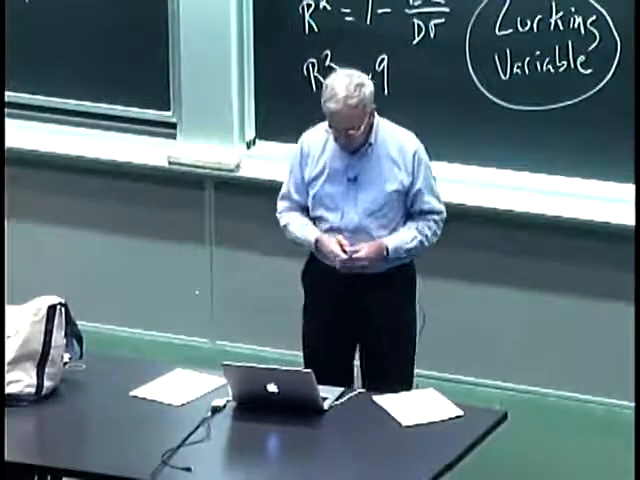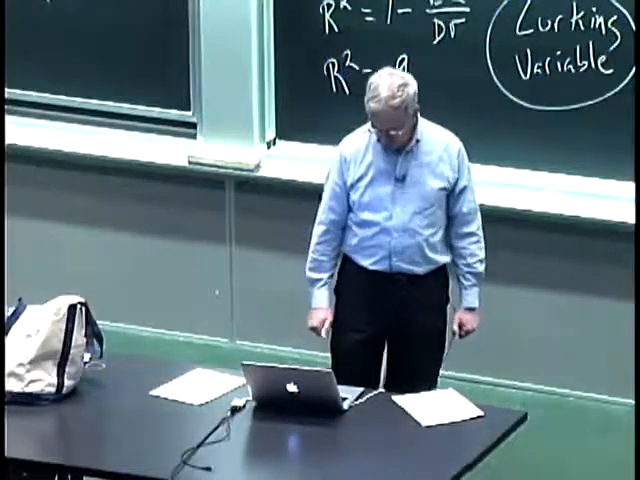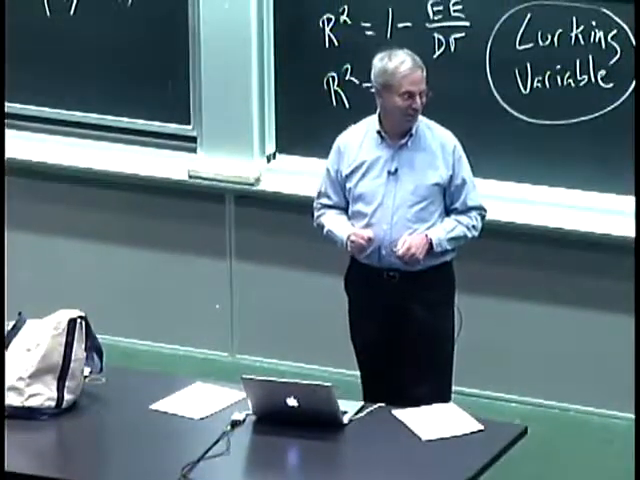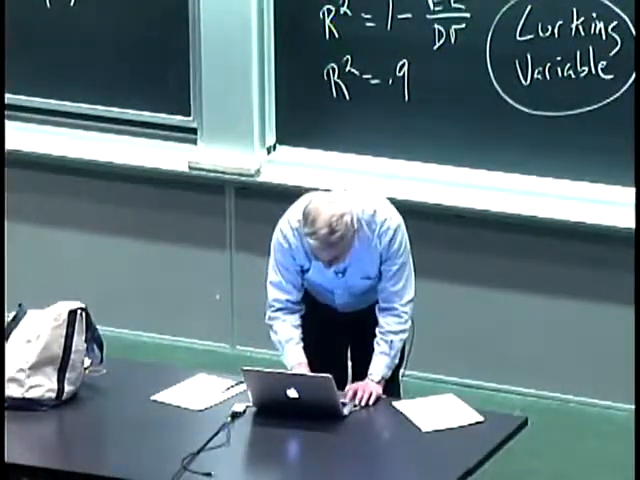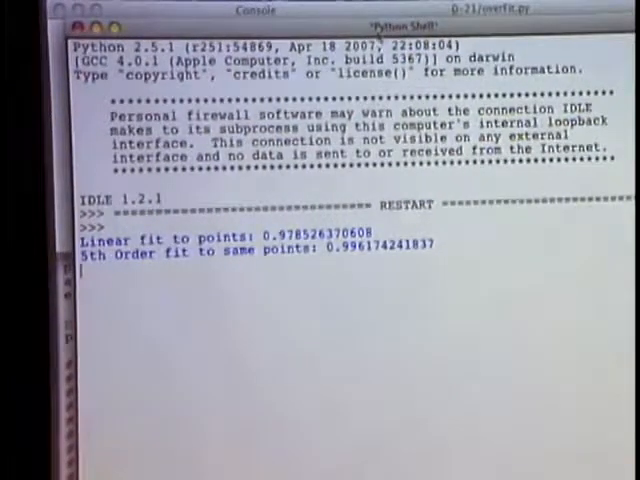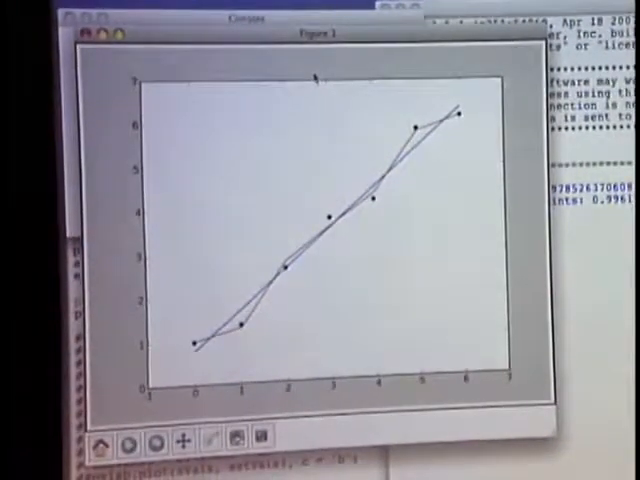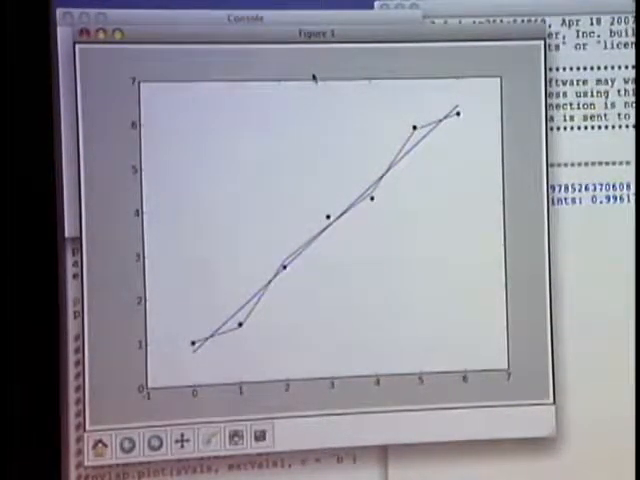And then we'll try and fit a line to it. And also, just for fun, we'll try and fit a fifth-order polynomial to it. And let's see what we get. Well, there's my line, and there's my fifth-order polynomial. Neither is quite perfect, but which do you think looks like a closer fit?